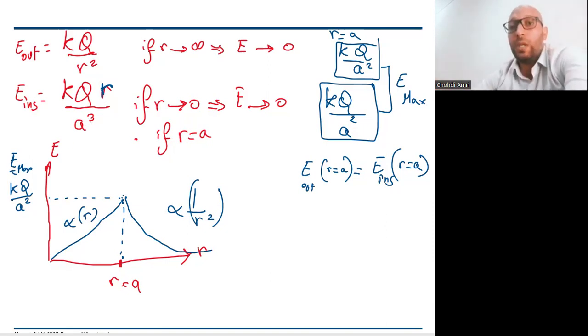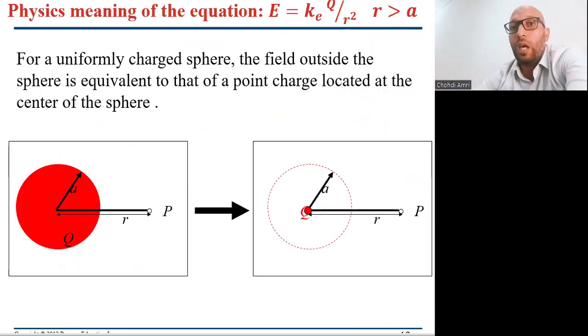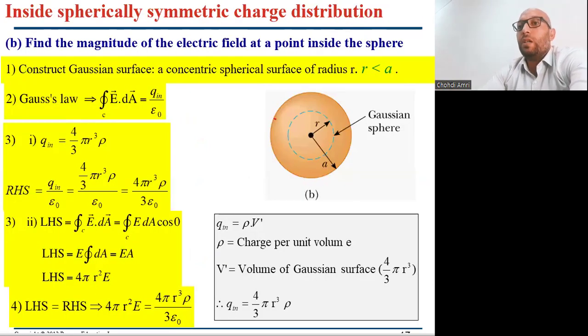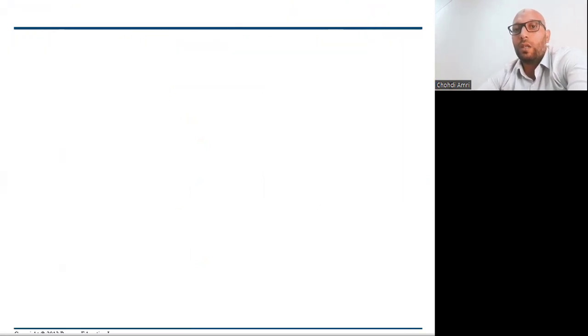Okay, folks, we are done with this example. Now we will take another example, the second example.